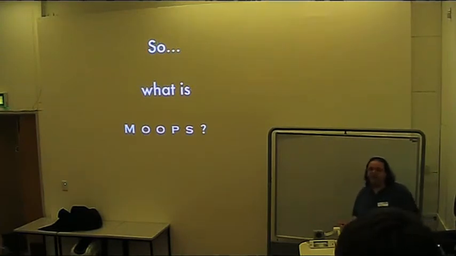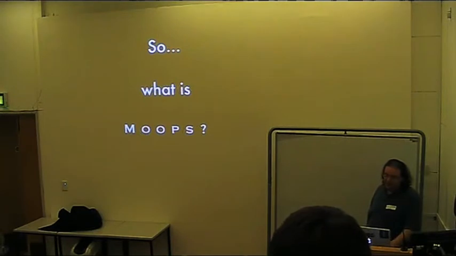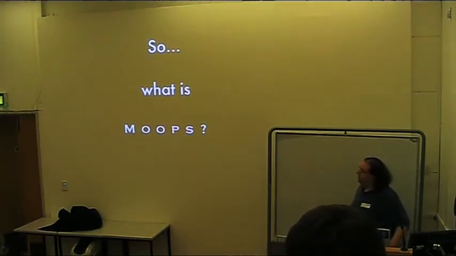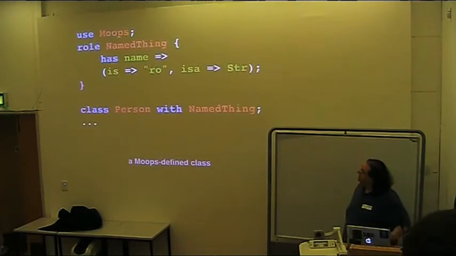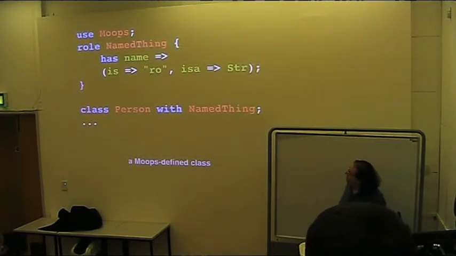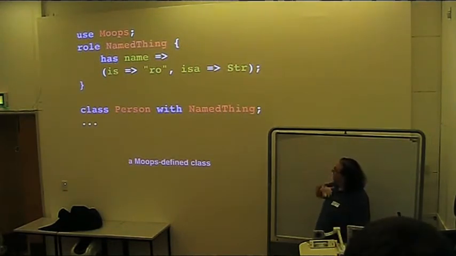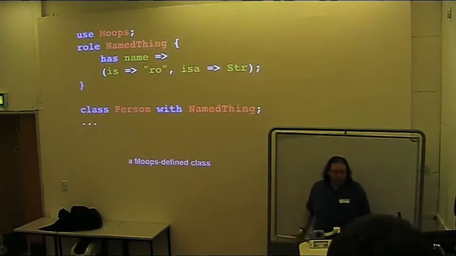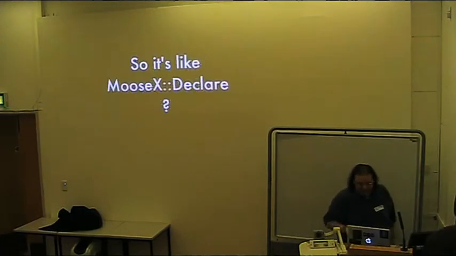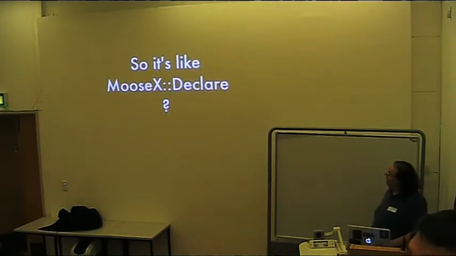So Moops was written by Toby Inkster. It was inspired by things like MooseX::Declare, except instead of being built on Devel::Declare, it's built on the new keyword API from 5.12. And actually, I think the minimum version dependency for Moops is 5.14 because it uses some extra thing. So here's an example of defining a role, and here's a class that consumes that role. It's very simple. So it's just like MooseX::Declare, but not exactly.